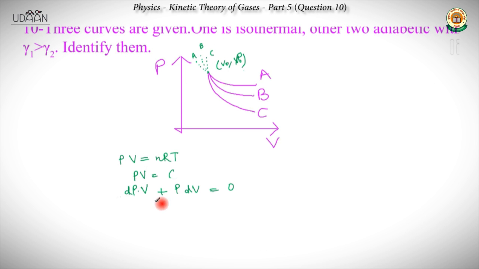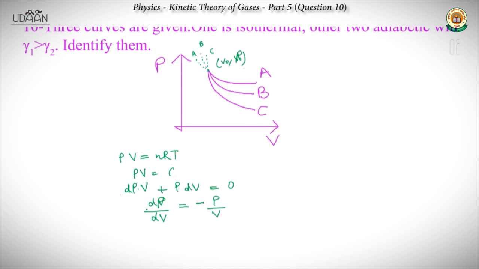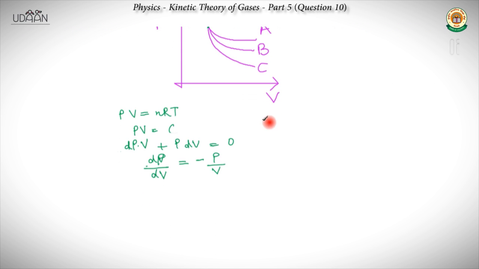Hence dP by dV would be equal to minus P by V. So this has been obtained for an isothermal one. We can just substitute for that particular point, so minus P naught by V naught.